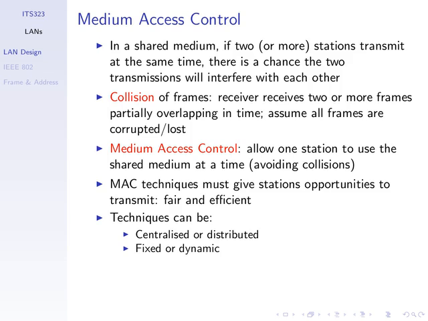Fair because everyone gets an equal chance to transmit their data. Efficient because our one medium is always being used. Someone's always transmitting on that medium. This one is efficient because there's always someone transmitting on the medium, but it's unfair because A gets to transmit all the time, B and C don't get to transmit.